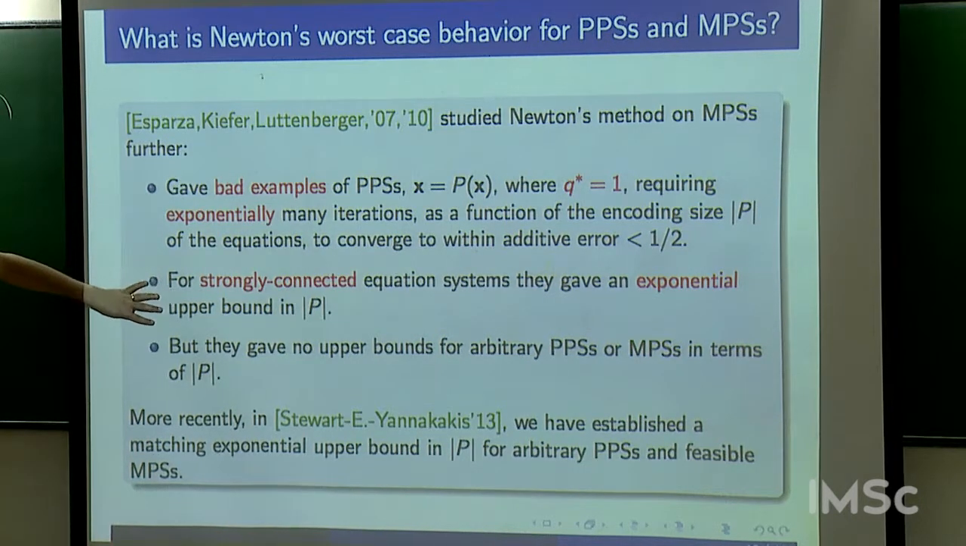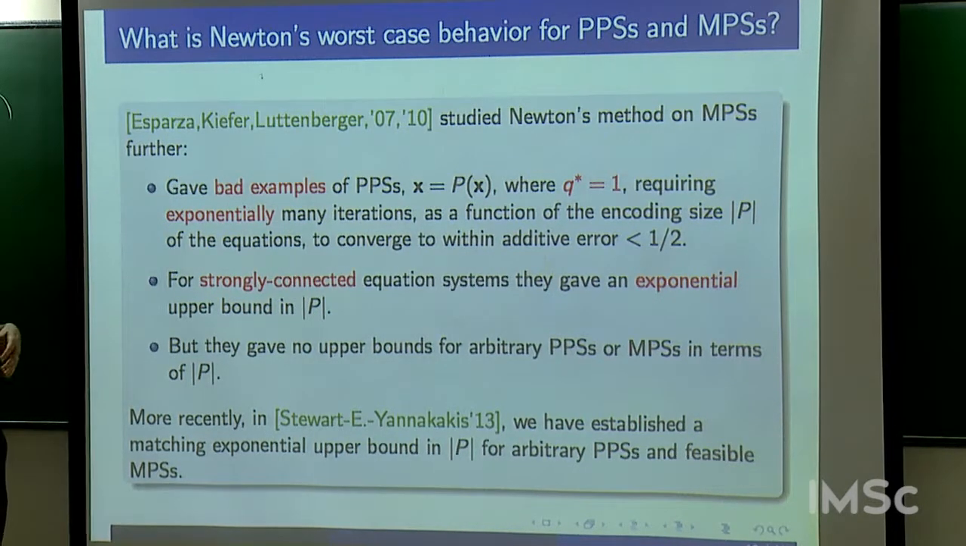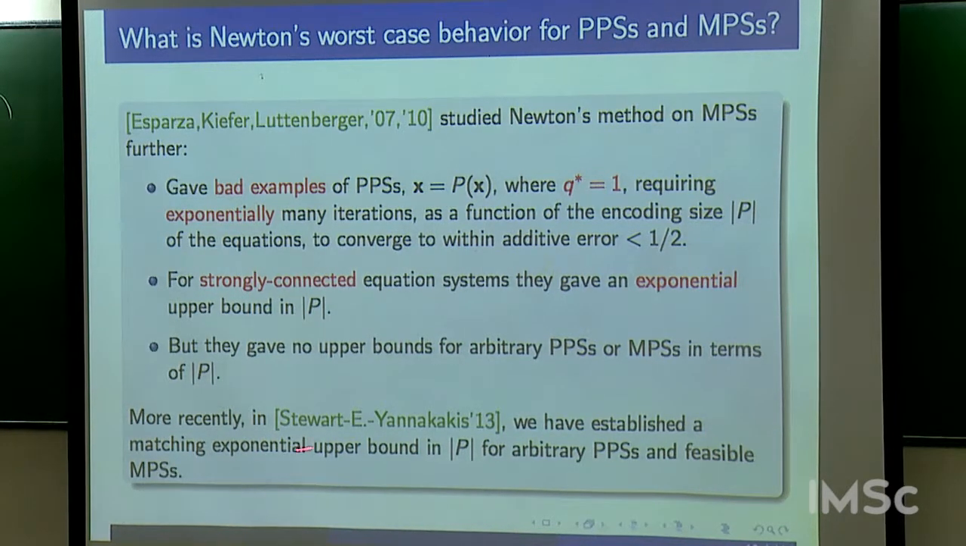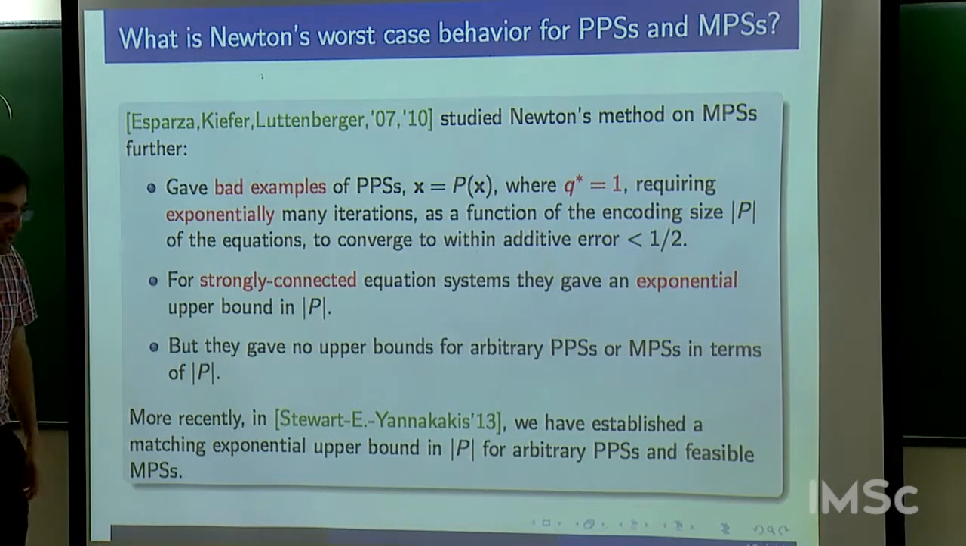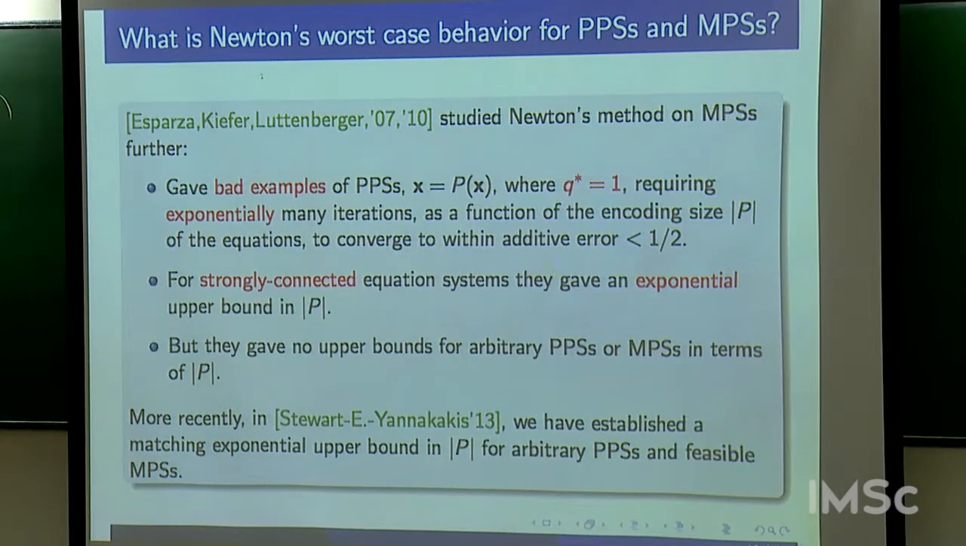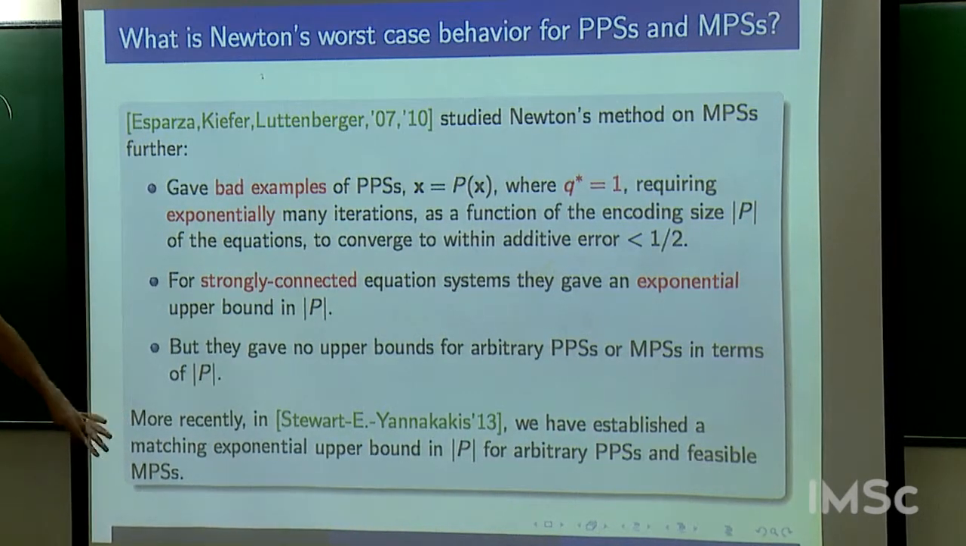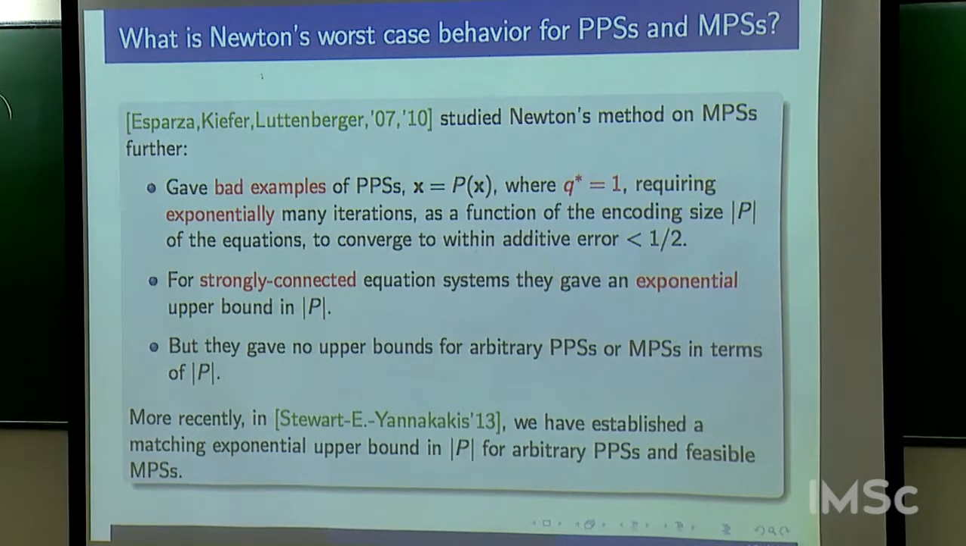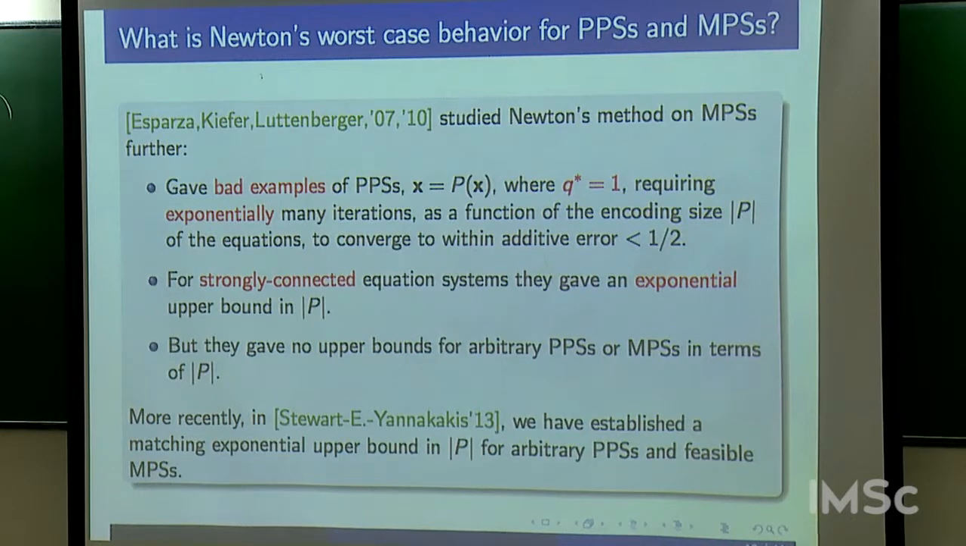Okay? So for strongly connected equations, they also gave exponential upper bounds for the number of iterations that would be required, but they gave no upper bounds in general. In a more recent paper with Alistair Stewart, we've actually shown tight matching exponential upper bounds that are essentially almost optimal in a number of important parameters of the problem, but I don't want to dwell on the worst case behavior for general monotone polynomial systems. I want to go back and focus on branching processes and the probabilistic polynomial systems of equations.